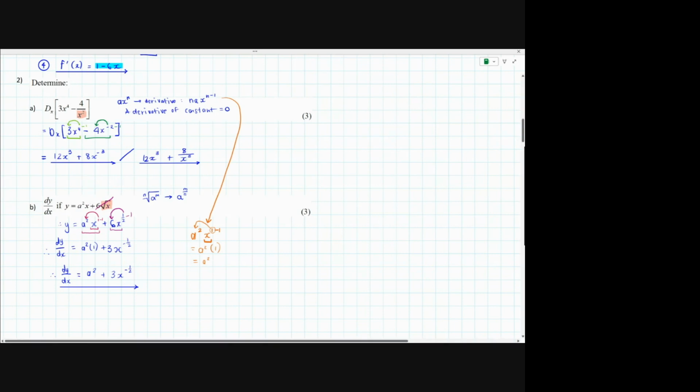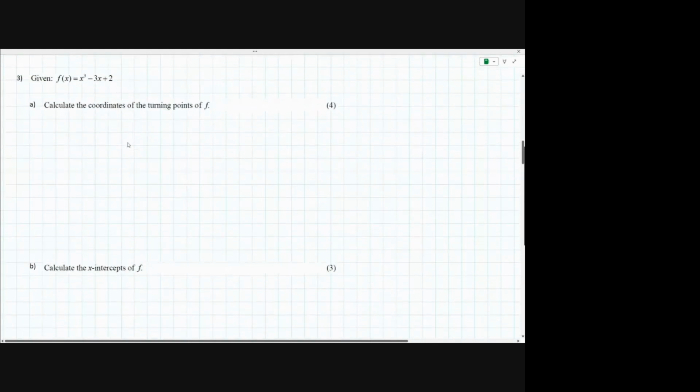Alrighty, so let's have a look at your next question. Those are the first two questions you're going to get, and then we get into our cubic functions, cubic expressions, and working with those. Right, so we have been given f of x is equal to x cubed minus 3x plus 2. The first question asks us, determine the coordinates of the turning points of f. Does anyone remember how to find the turning points of a cubic function? What do we do?